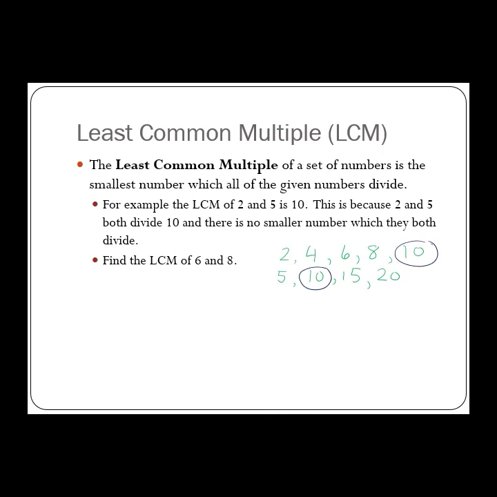So let's try it again with 6 and 8. We got 6 and 8. 6 plus 6 is 12. 8 plus 8 is 16. 12 plus 6 is 18. 16 plus 8 is 24. 18 plus 6 is 24, and we got our first match. So the LCM is 24.